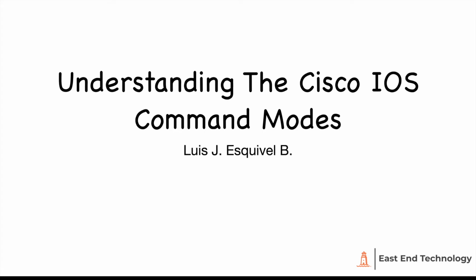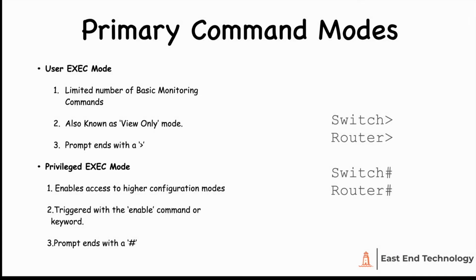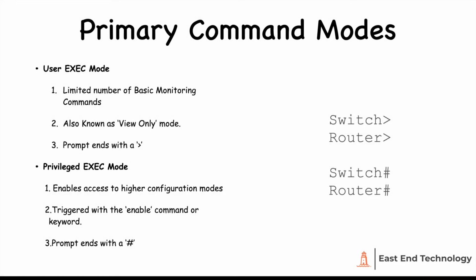Let's get started. The primary command modes in the Cisco iOS consist of something called user exec mode and privilege exec mode. Let's start with user exec mode. User exec mode has a limited number of basic monitoring commands. This is also known as view-only mode, and the most important characteristic of this mode is that it's going to end with the greater than sign.